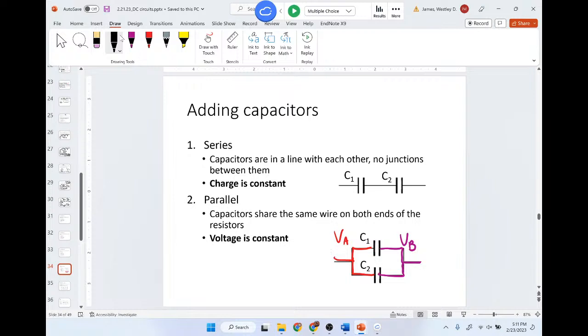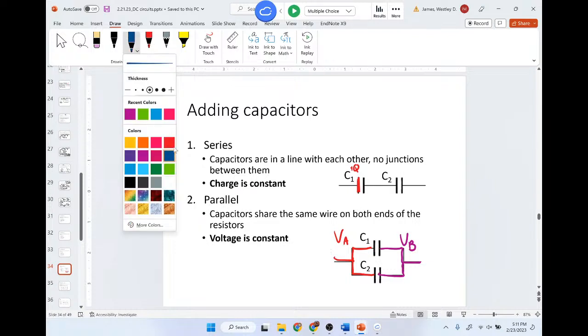So they charge them up, and remember, one side is positive, one side's negative. So let's just call this side positive. So this has positive Q on it. And by definition, the other side is negative.